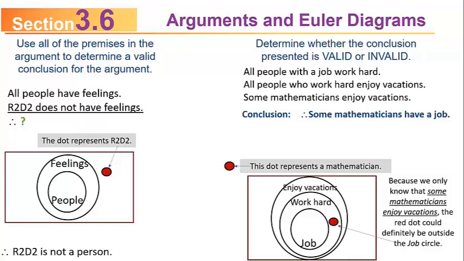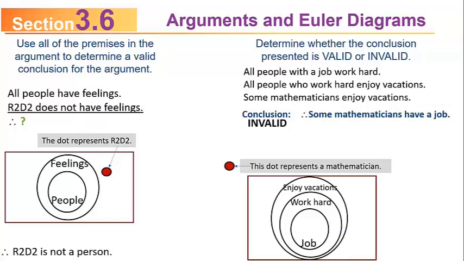So can we conclude that some mathematicians have a job? And the answer is, looking at the Euler diagram, no, that's an invalid argument because that representative dot representing a mathematician could be outside of the job circle. This takes practice, but the more you do it, the better you're going to get at it.